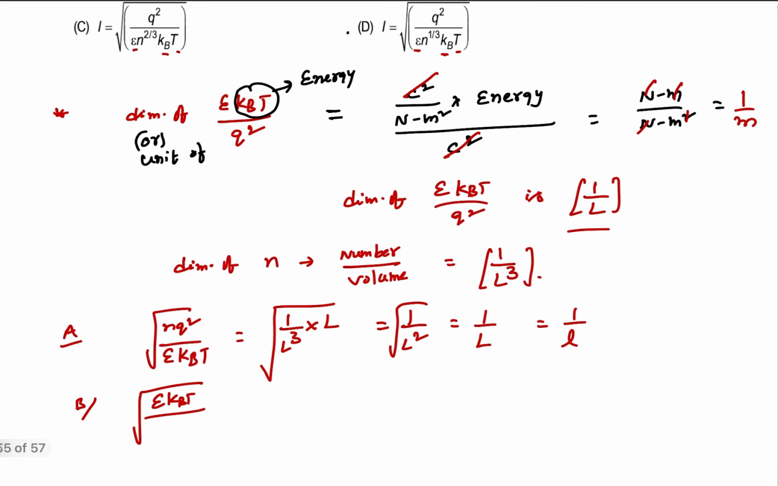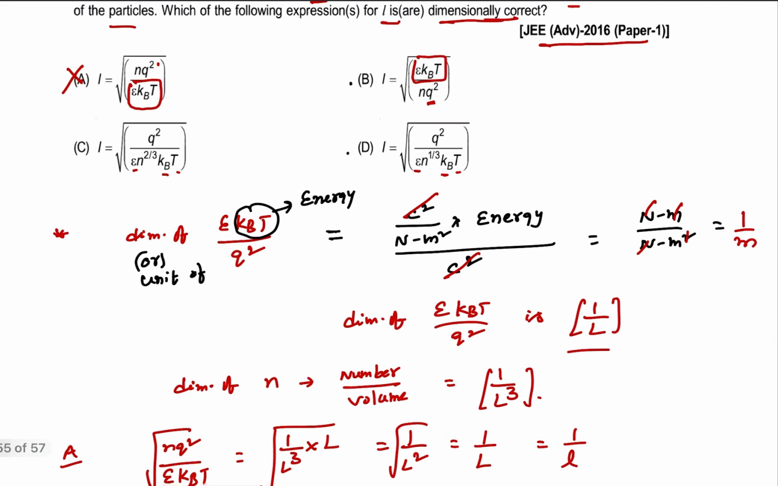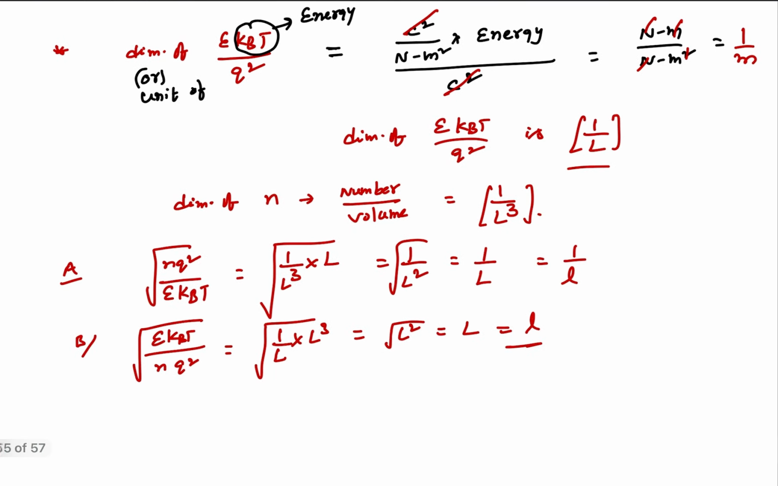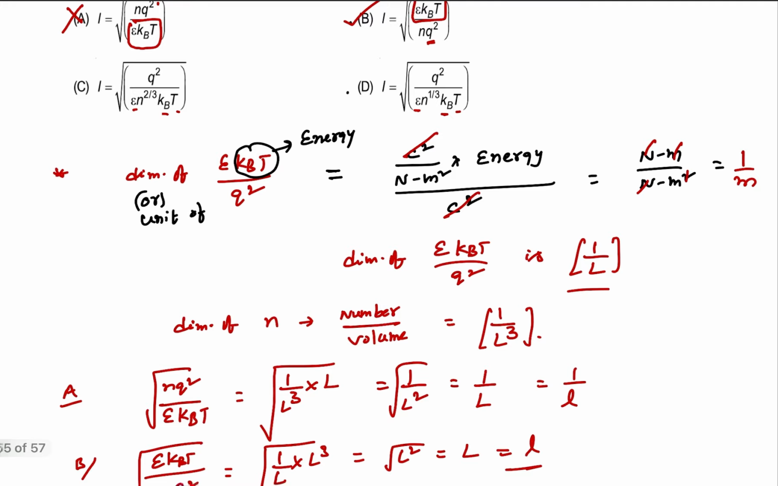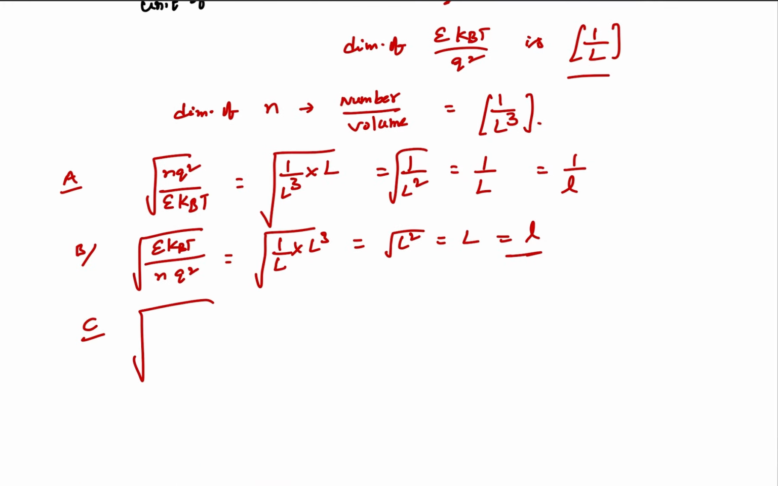B option is exactly the reverse. Under root of epsilon kbt divided by n q square, that is 1 by L for epsilon kbt by q square, times 1 by n. What is the dimension of 1 by n? L cube, so under root of L square is equal to L. So we get L. So it is dimensionally correct.